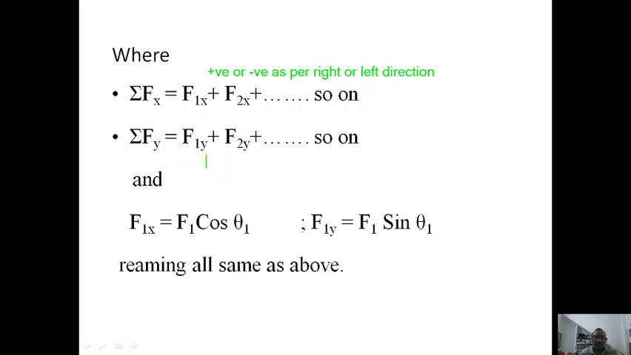Here also, y is positive or negative as per upward and downward direction. So please mind this one. While you are getting the summation of the x and y, you should note that their direction has to be taken in consideration. Okay? And therefore, finally, after summation, I am getting the forces.